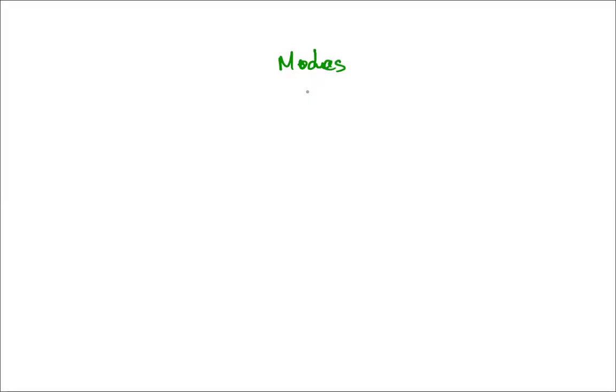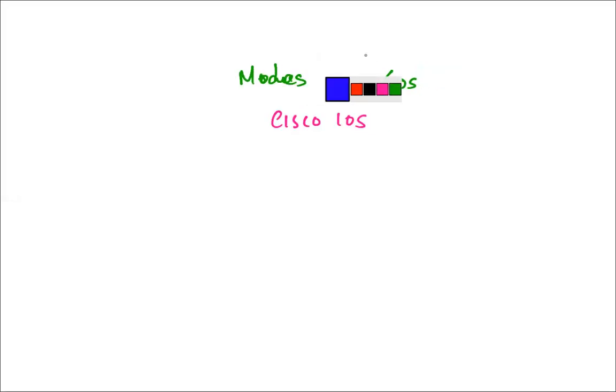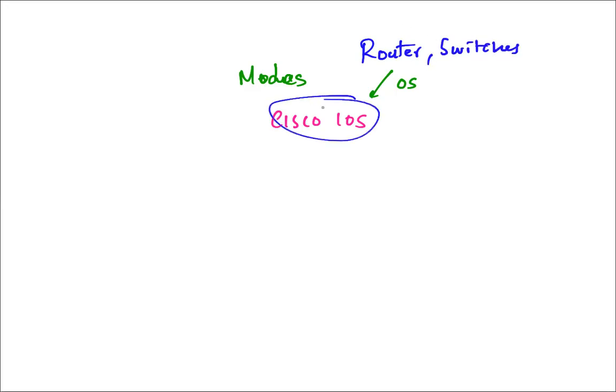So what is Cisco IOS? Cisco IOS is nothing but an OS, right? I told you it's an operating system that is installed on certain devices. You can find Cisco IOS on Cisco routers, not every router. You can find it only on Cisco routers and switches. So these are the devices which have got Cisco IOS in them. So Cisco IOS is basically an operating system.